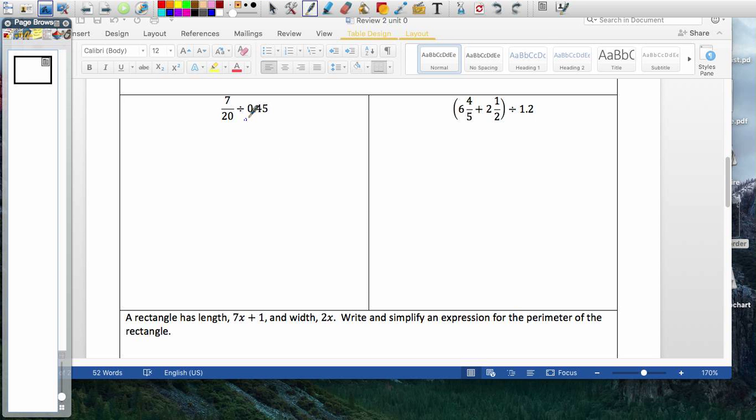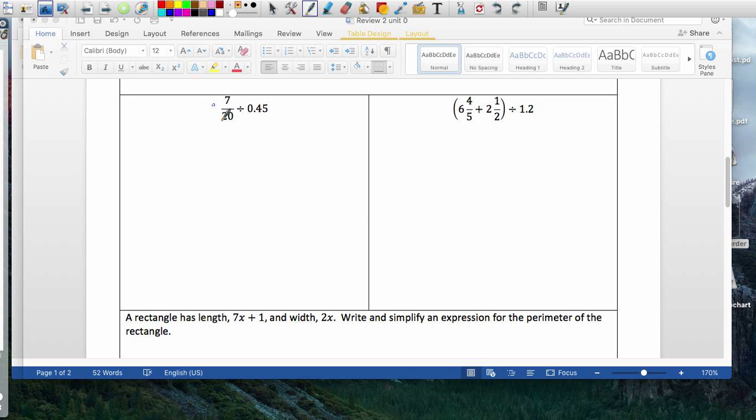7 over 20 divided by 0.45. You can change this to a decimal and divide, or you can change it to a fraction and divide. The choice is yours. I think this is the easy way. 7 over 20 divided by, and if we change 0.45, we can write it as 45 over 100. We can now change this to a multiplication problem.